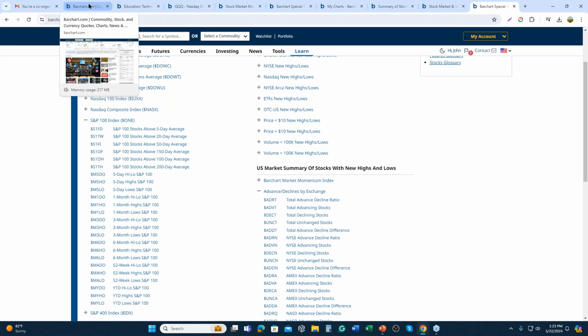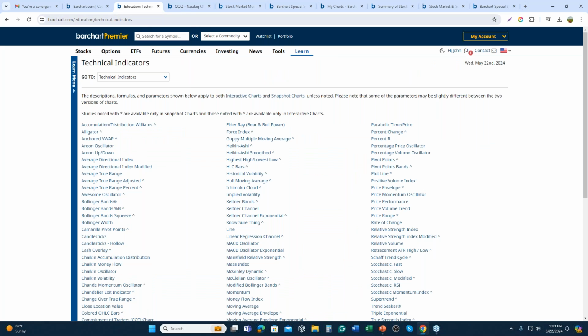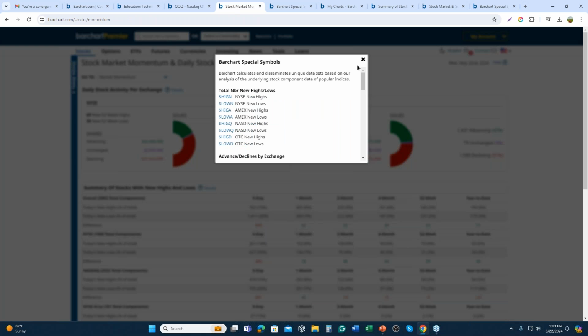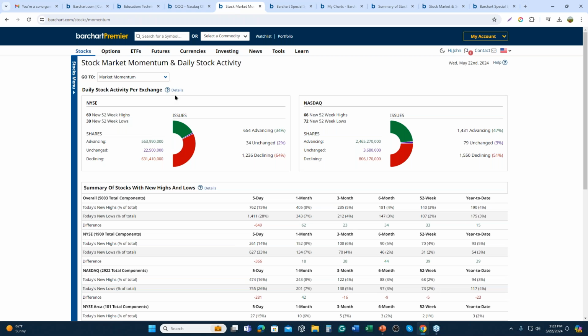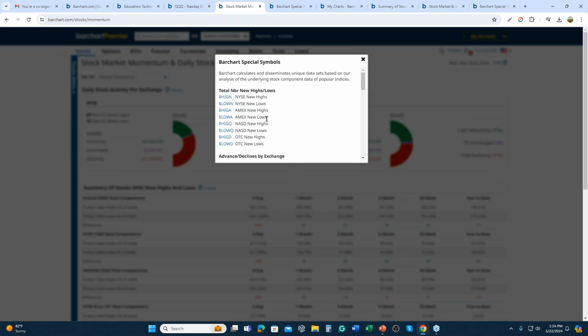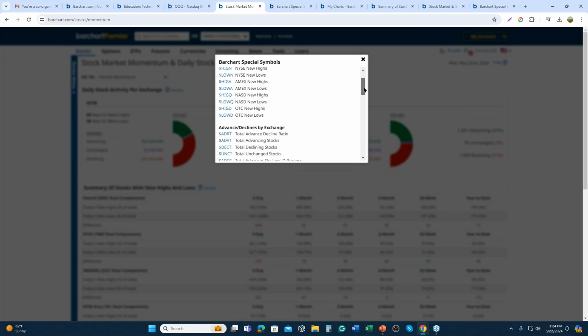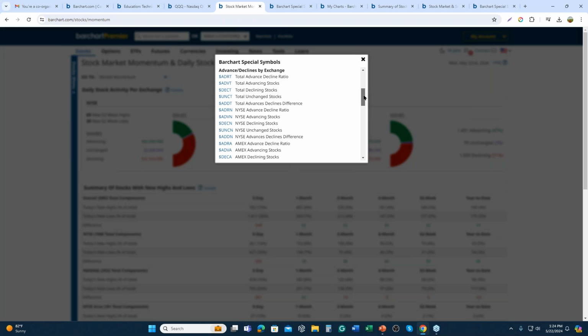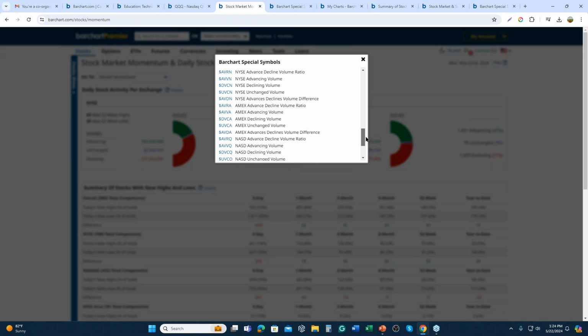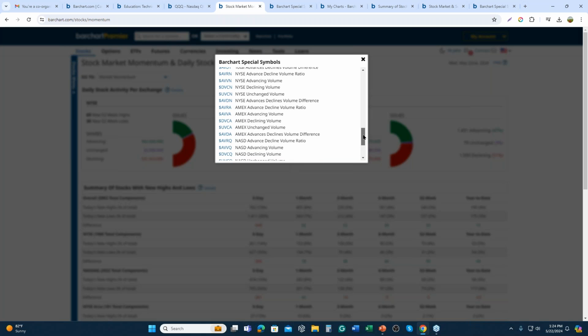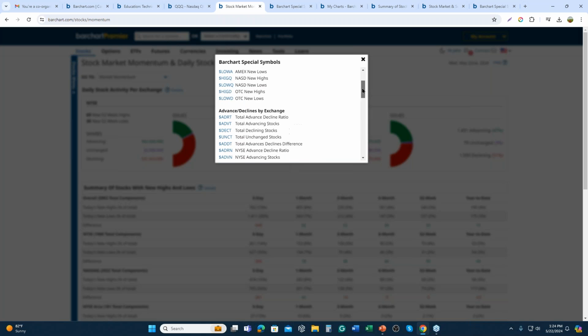So let's go back to market performance. This is where I was before. Yep, here we go. Up here under details, there it is. Open that up. This is where you're going to find that shortcut to finding some of those special symbols. And again, total number of new highs and lows, advance-decline by exchanges, advance-decline by volume, sorted there by some of our different exchanges.